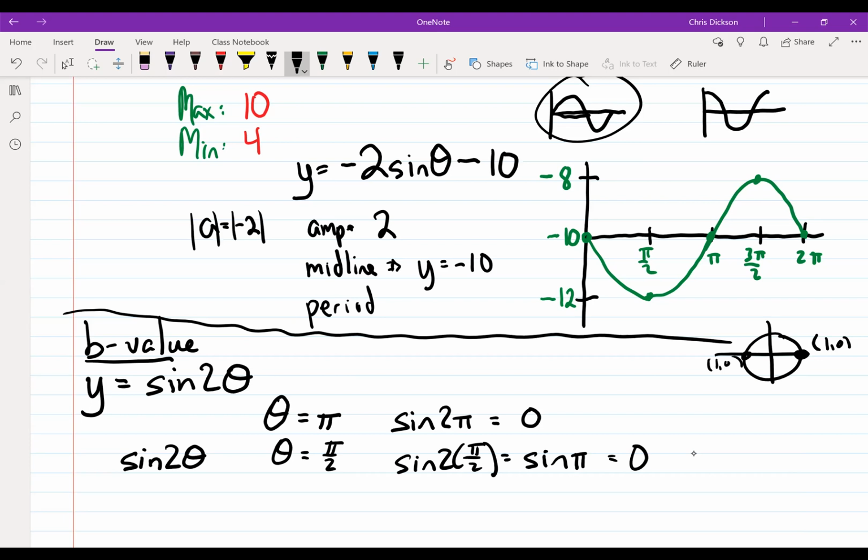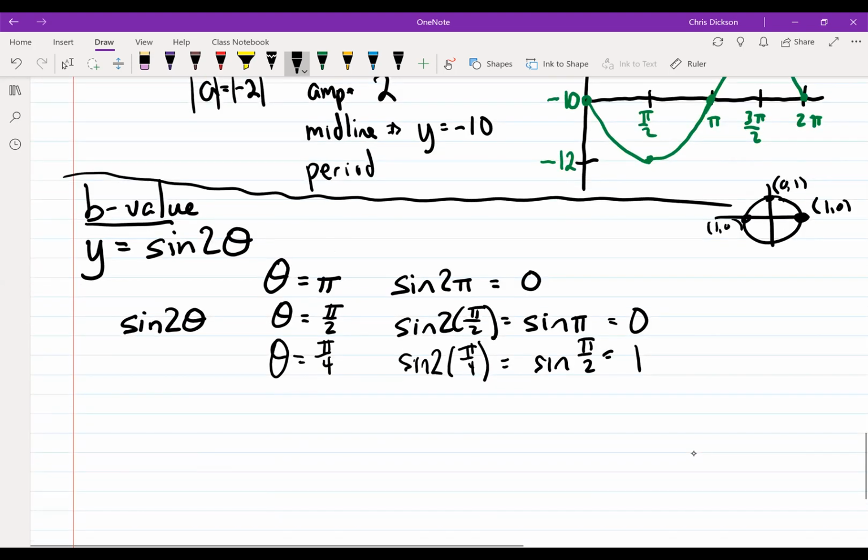Okay, so it's not terribly helpful. What if we made theta equal to pi over 4, though? So you're kind of in between here. So this would be the sine of 2 times pi over 4, which is really the sine of pi over 2. And the sine of pi over 2 is up here, and that's 0, 1. So this actually will give us enough information to make some kind of sense of what this thing actually looks like.